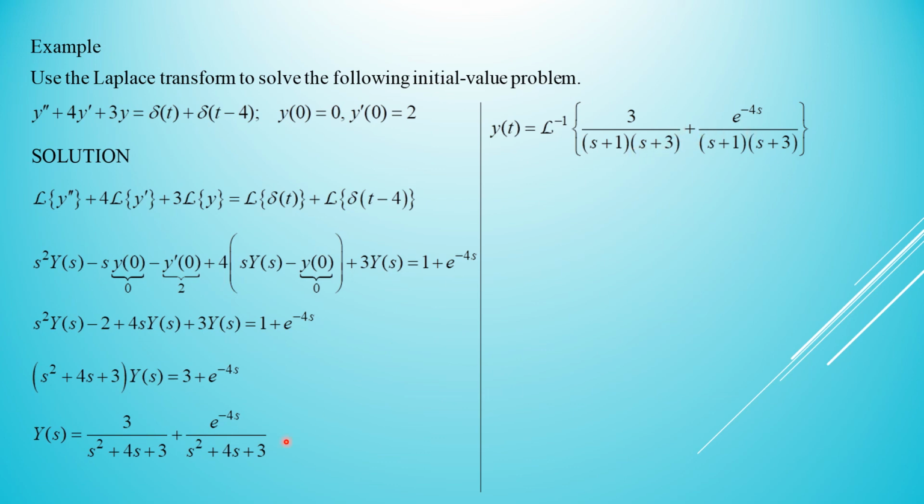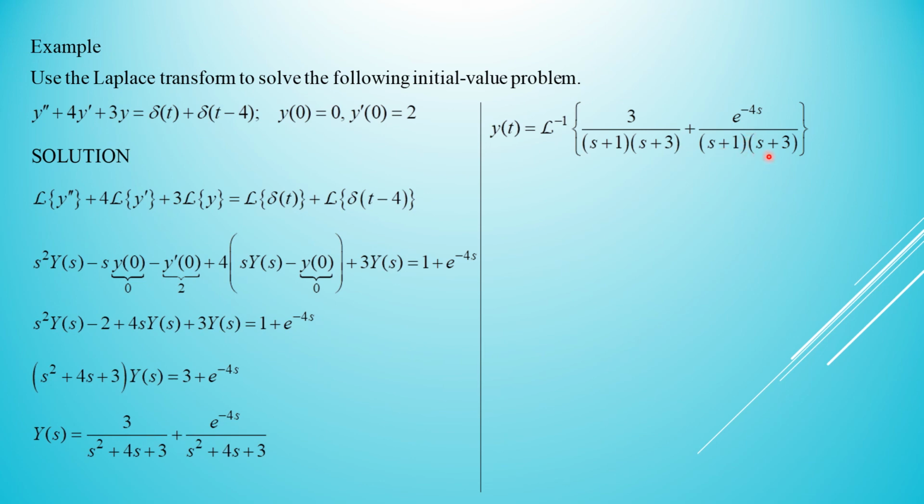But notice that the denominator of these two terms is a quadratic factor. Okay, they are the same. And this quadratic factor can be factorized. Okay, s squared plus 4s plus 3 can be written as (s plus 1) multiplied by (s plus 3). So for the first term, it becomes 3 over (s plus 1)(s plus 3), and for the second term, e to the negative 4s divided by (s plus 1)(s plus 3).